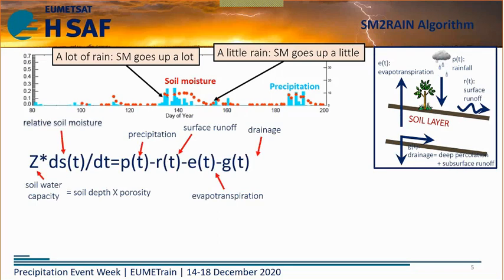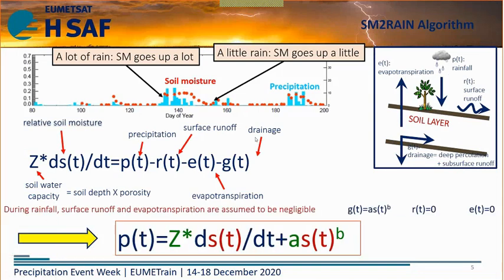We use the soil water balance equation to describe the water fluxes within a soil layer. In this case, Z star is the soil water capacity, that is the soil depth times the porosity. This term represents the relative soil moisture and its variation in time. P, R, E, and G represent the precipitation, the surface runoff, the evapotranspiration, and the drainage rate, respectively.